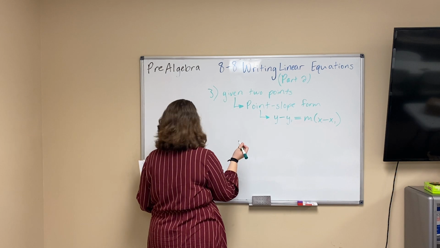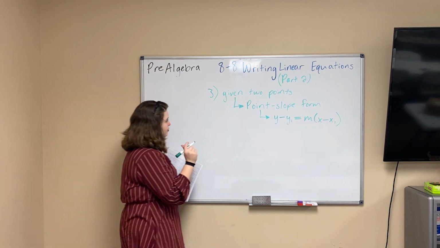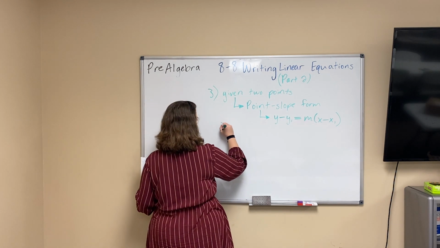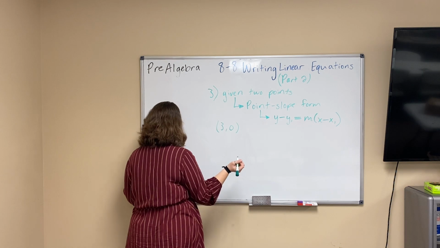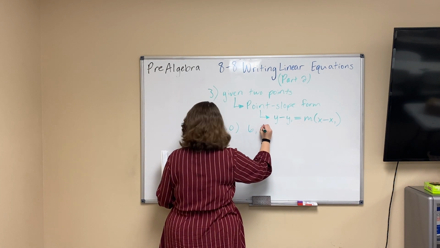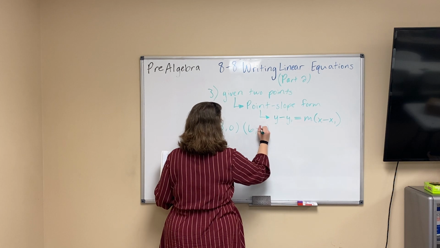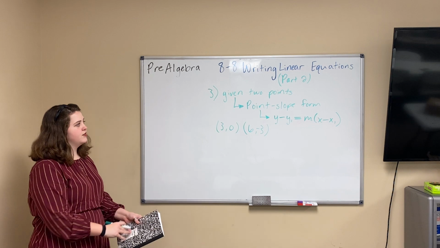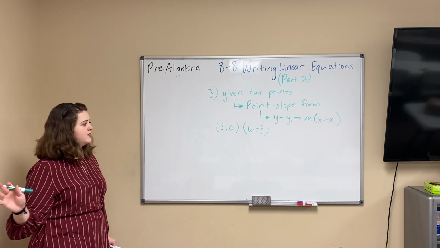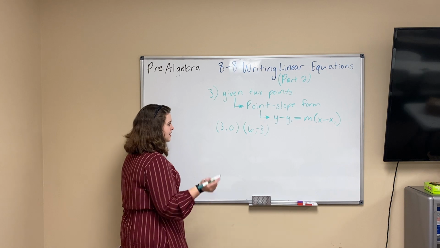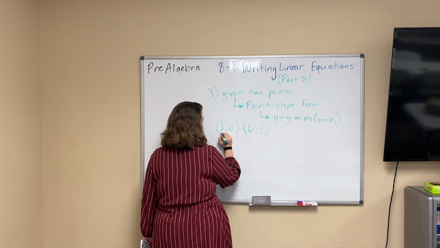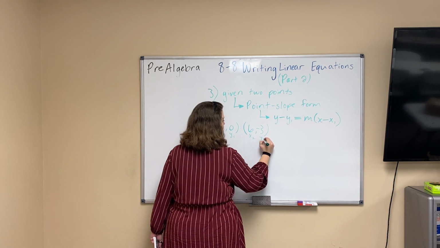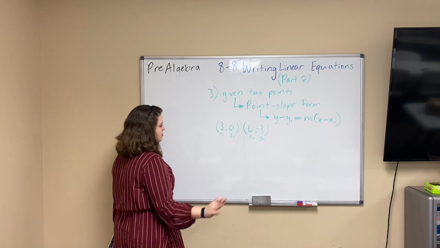If I gave you, it'll read like this. Write an equation for a line that passes through 3, 0, and 6, negative 3. Right, we have 2 points. That's all they're giving you. They're not giving you the slope. They're not giving you the y-intercept. Just these 2 points. Write an equation of the line. So what we're going to do is we're going to start just like we did before, writing out x1, y1, x2, y2. Just like before.